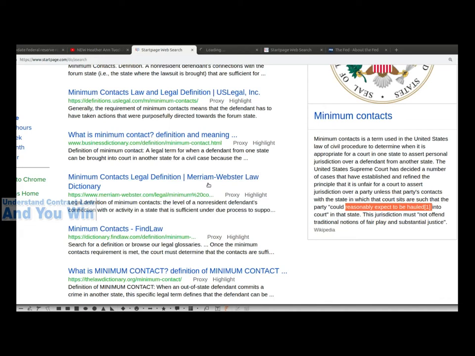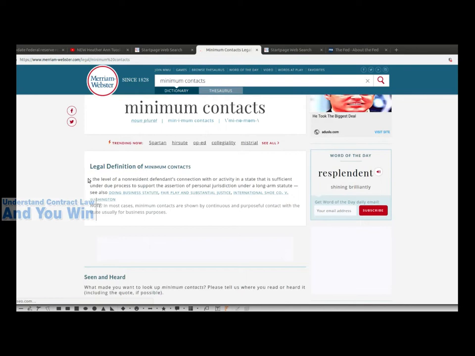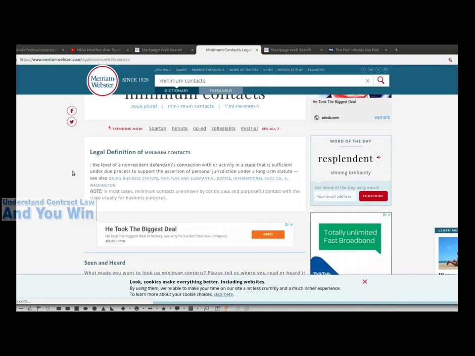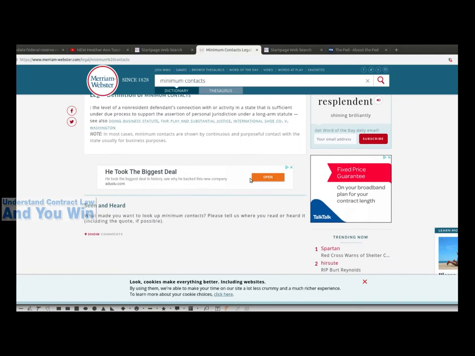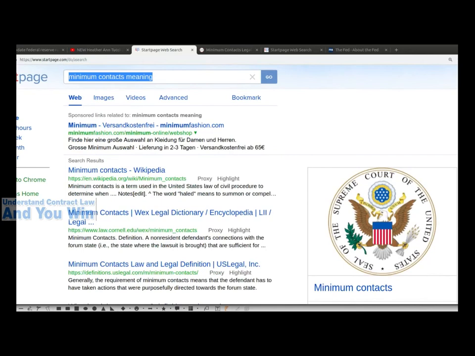Let's read Merriam-Webster. Minimum contacts. The level of a non-resident defendant's connection with or activity in a state that is sufficient under due process to support the assertion of personal jurisdiction under the long-arm statute. Okay, that's another key term there. Long-arm statute. I want to say, what is the long-arm statute?